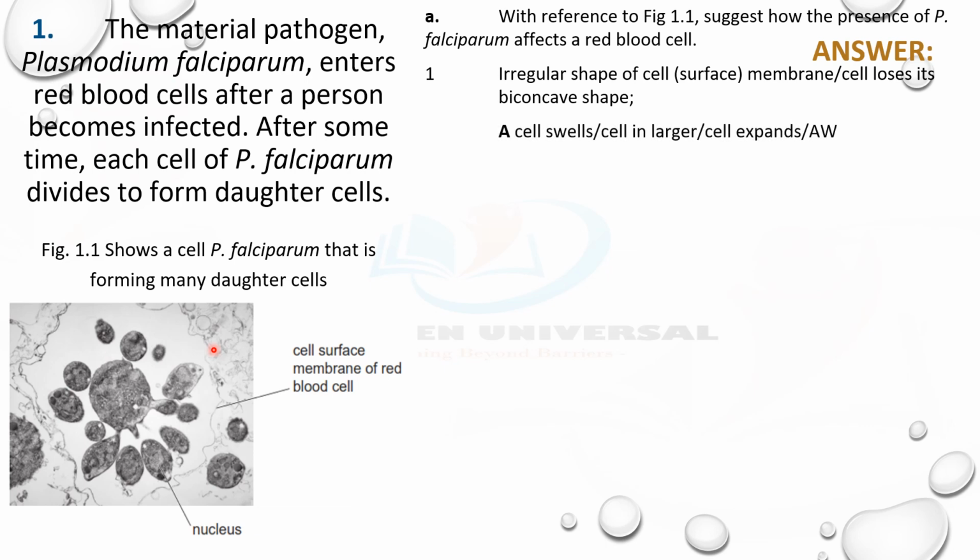Okay, the second effect. Another way to say it is that the cell swells, or the cell gets larger, or the cell expands. But we know that it changes the shape. Now I said ignore "cell becomes flaccid", because flaccidity or turgor deals with osmosis, and there's no osmosis going on here.